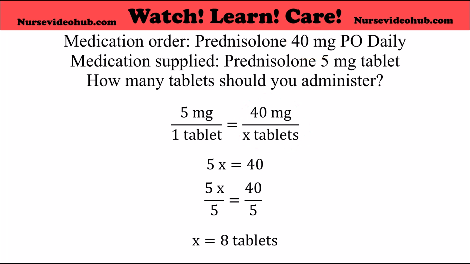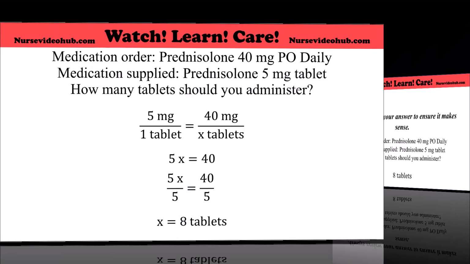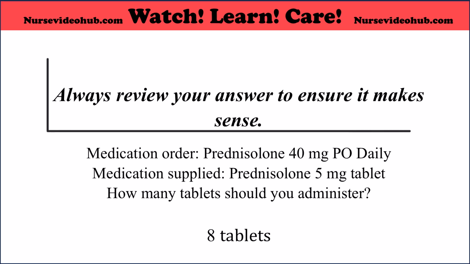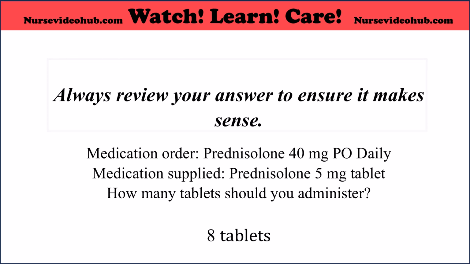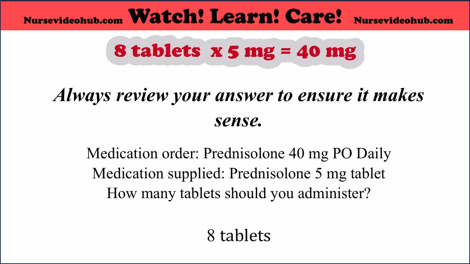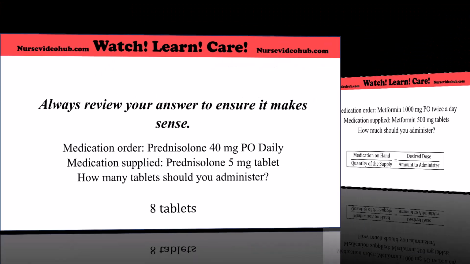Solve for the number of tablets by cross-multiplying, 5 milligrams times X tablets and 40 milligrams times 1 tablet. That results in 5x equals 40. Divide both sides by 5 to solve for x. X equals 8. You would administer 8 tablets. Always review your answer to make sure it makes sense. The reverse method is to multiply the amount to be administered, 8 tablets, by the concentration available, 5 milligrams, which equals the prescribed dosage, 40 milligrams.